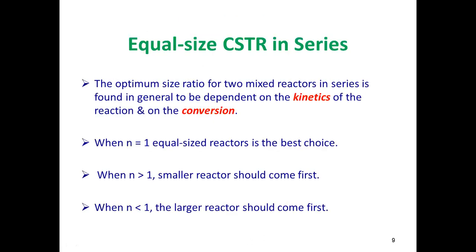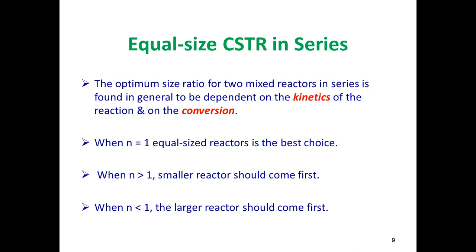Now, the optimum size ratio for two mixed reactors in series is found to be dependent on kinetics and on the degree of conversion. So the optimum ratio of, let's say, two mixed reactors in series, whether one will be very large compared to the other, or one will be just, let's say, for example, 40% of the size of the other, or 30% of the size of the other. This is dependent on two factors: the kinetics of reaction and the degree of conversion sought.